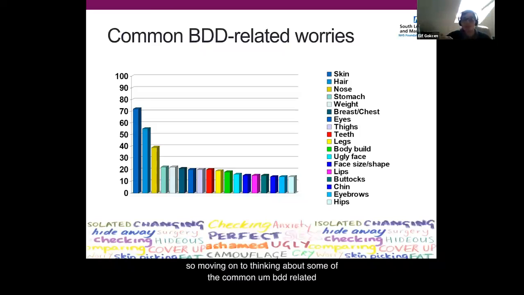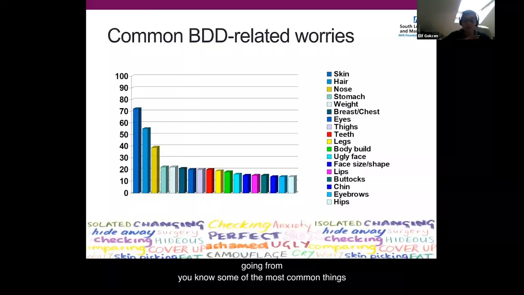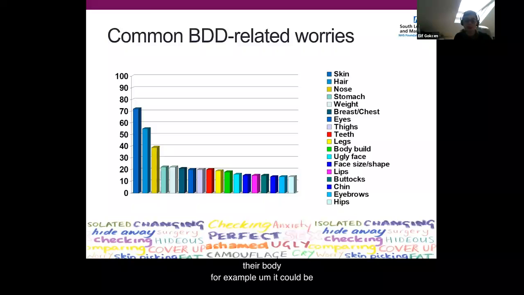So moving on to thinking about some of the common BDD-related worries that we can hear about. You can see here that there's quite a large list, and quite a large range, going from some of the most common things being around skin and hair. And we often hear young people talking about concerns about their nose and parts of their body, for example, the size or shape of their legs, their chin, their eyebrows, hips. So it can be a huge range of concerns.